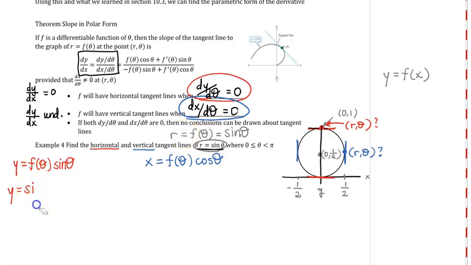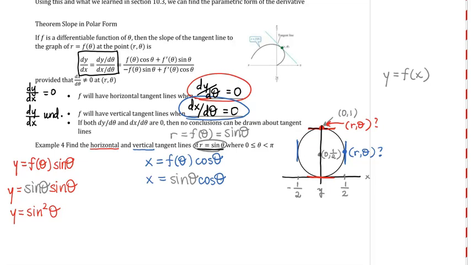So replacing f of theta with sine theta, we would have sine theta multiplied by sine theta, to see that y is sine squared theta. I'm going to do the same in x. I'll replace f of theta with the function sine theta. So I simply get that x is sine theta multiplied by cosine theta.